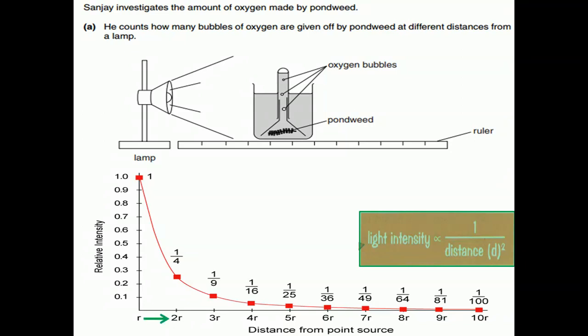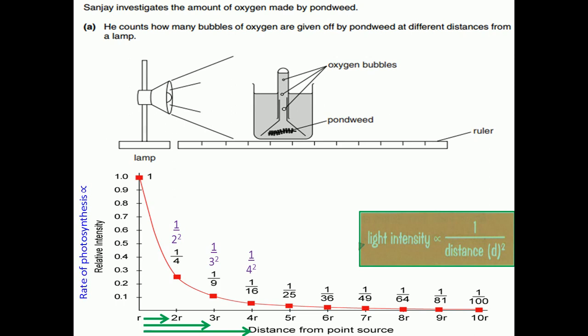So just to summarize, when you double the distance, the light intensity is a quarter because it's 1 over 2 squared. If you were to triple the distance from the light source, it will now be 1 over 3 squared, which means it's 1/9 of light intensity. If you were to quadruple the distance from the light source, it would be 1 over 4 squared, so it would be 1/16 of the light energy.